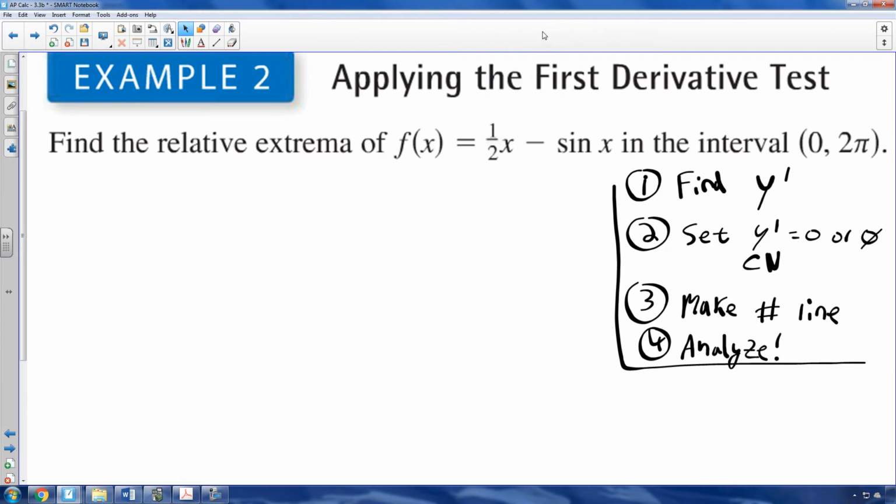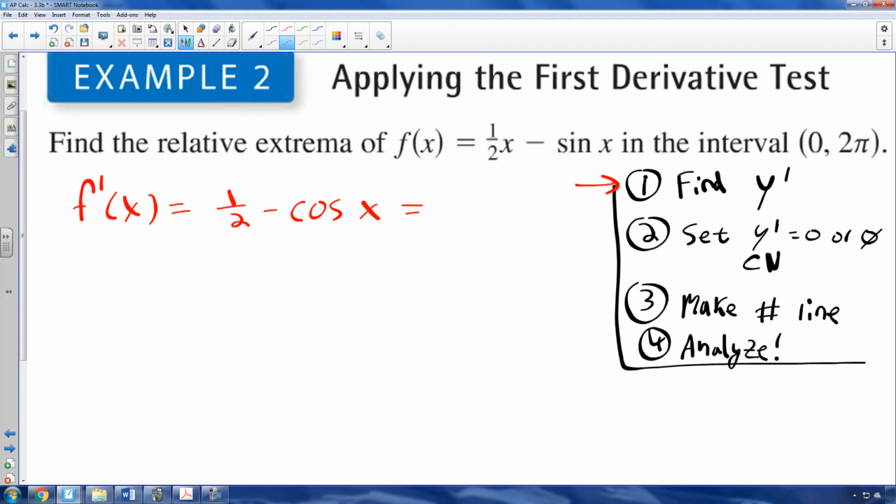All right, so the first derivative test is pretty straightforward. We want to go through these four steps. So find y prime. That's pretty much just cranking it out. f prime of x is going to equal 1/2, and then the derivative of sine is cosine, so minus cosine of x. We need to set that equal to 0 or undefined. Cosine is never undefined, it's a continuous, smooth function.